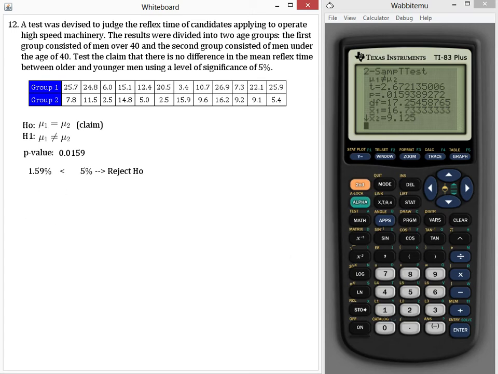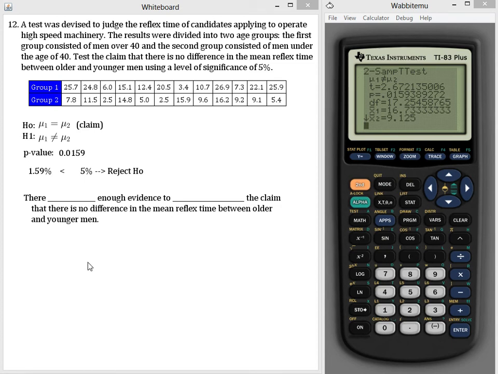And now I'm ready to fill in my sentence. Okay, so I rejected the null hypothesis. That means I put "is" over here for the first blank. And the original claim was in the null hypothesis, so I was trying to reject it. So there is enough evidence to reject the claim that there is no difference between the mean reflex time between older and younger men. And that's all there is to it.